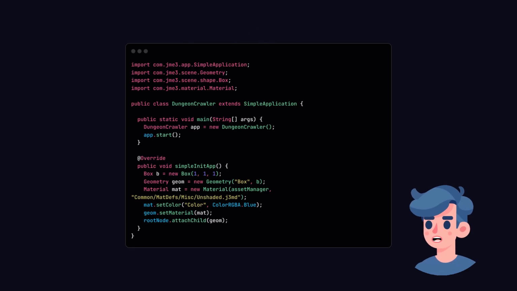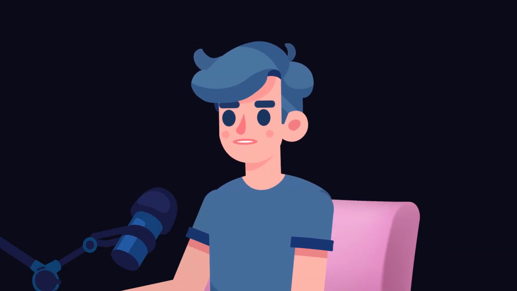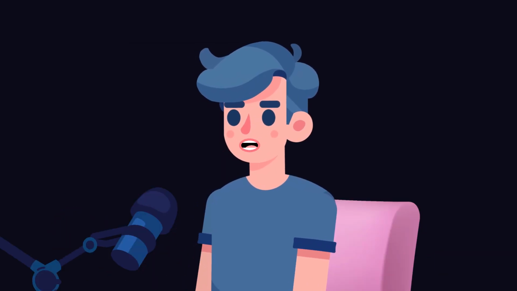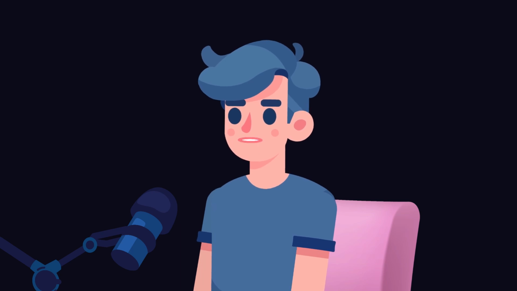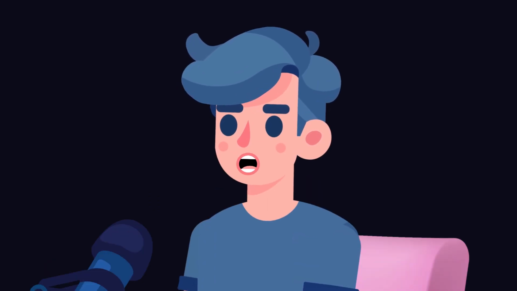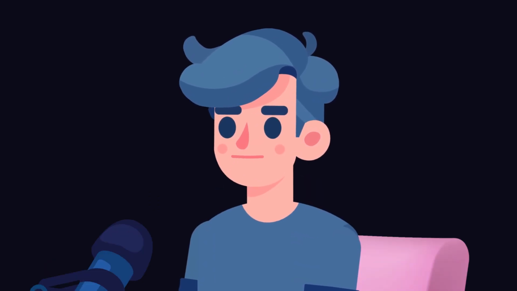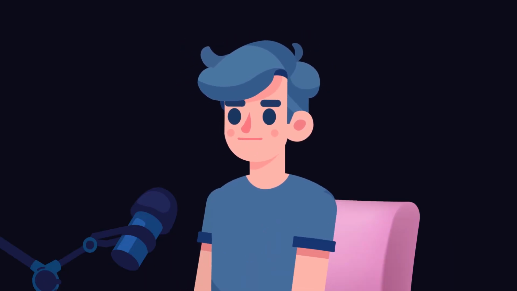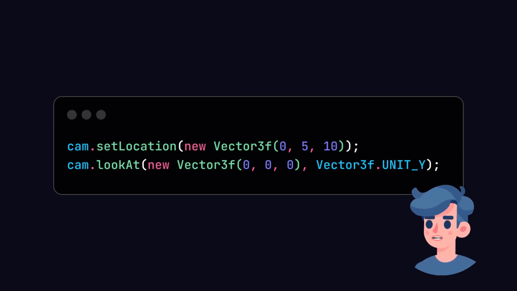Let's start by creating a basic 3D scene. In our main class, we will set up the necessary configurations for our application. In this code, we create a simple application extending the SimpleApplication class provided by JMonkey Engine. The simpleInitApp method initializes our 3D scene with a blue box. Run this code to see your first 3D object rendered on the screen. Great! Now our box is displaying.